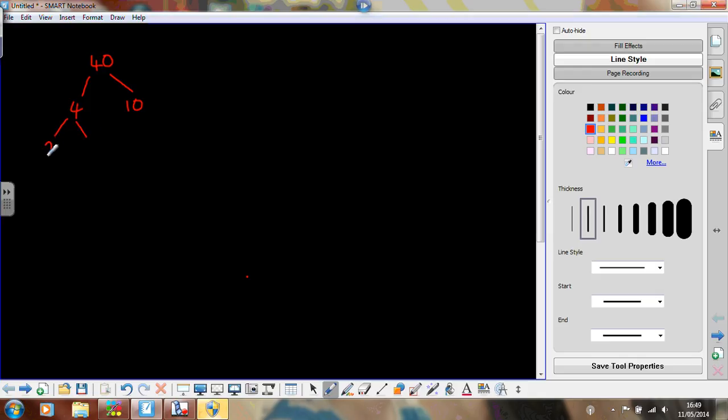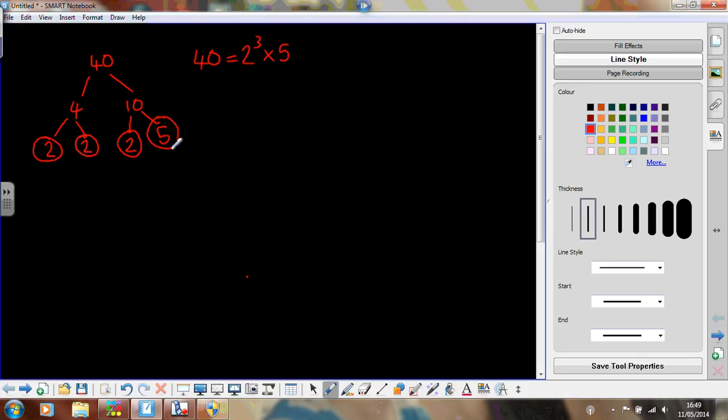My 4, I can do 2 times 2 to make 4. They are prime numbers, so I'm going to circle them. And 10 splits into 2 and 5, so I'm going to circle them. And then I'm going to write 40 as a product of those numbers. Product means multiply. So 40 is got by doing 2 times 2 times 2 times 5, or 2 cubed times 5, which is 8, times 5, which is 40.